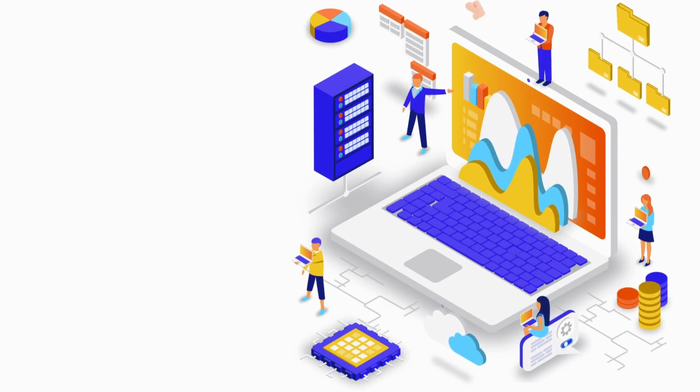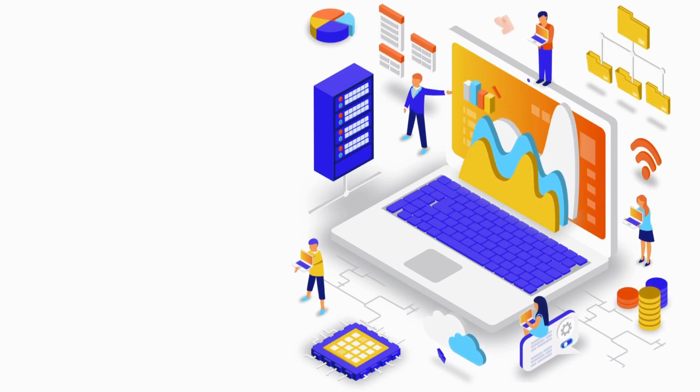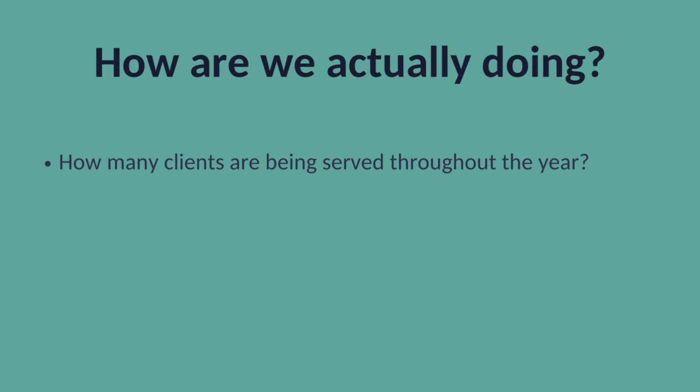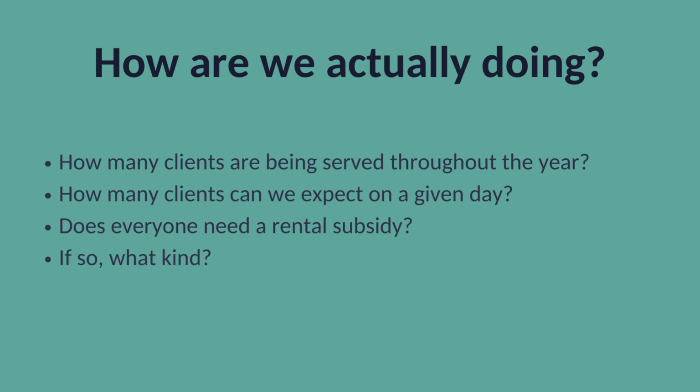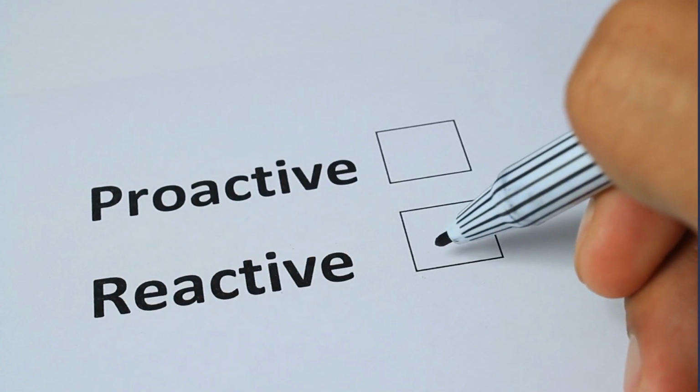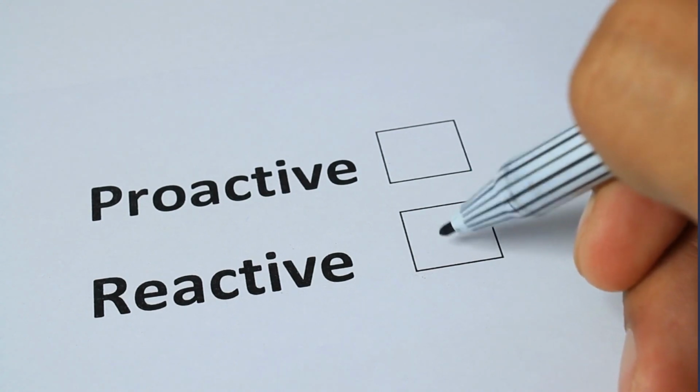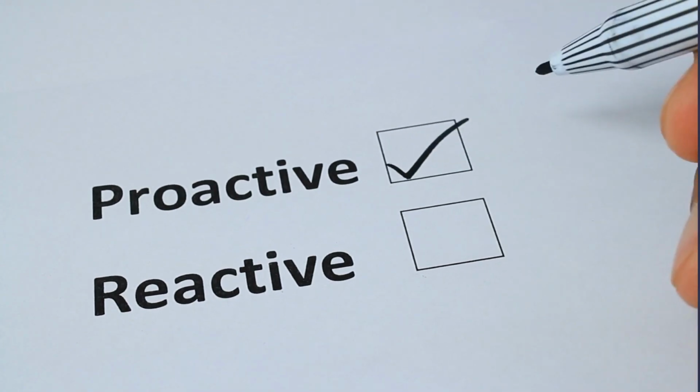With so many programs and so many clients, it's easy to lose track of who is coming or going. How many clients are being served? How many clients are interacting with homeless service programs on a given day? Do they all need housing? If so, what kind? Without answers to these questions, we are forced to react to crises as they emerge, rather than proactively predicting what might go wrong next.